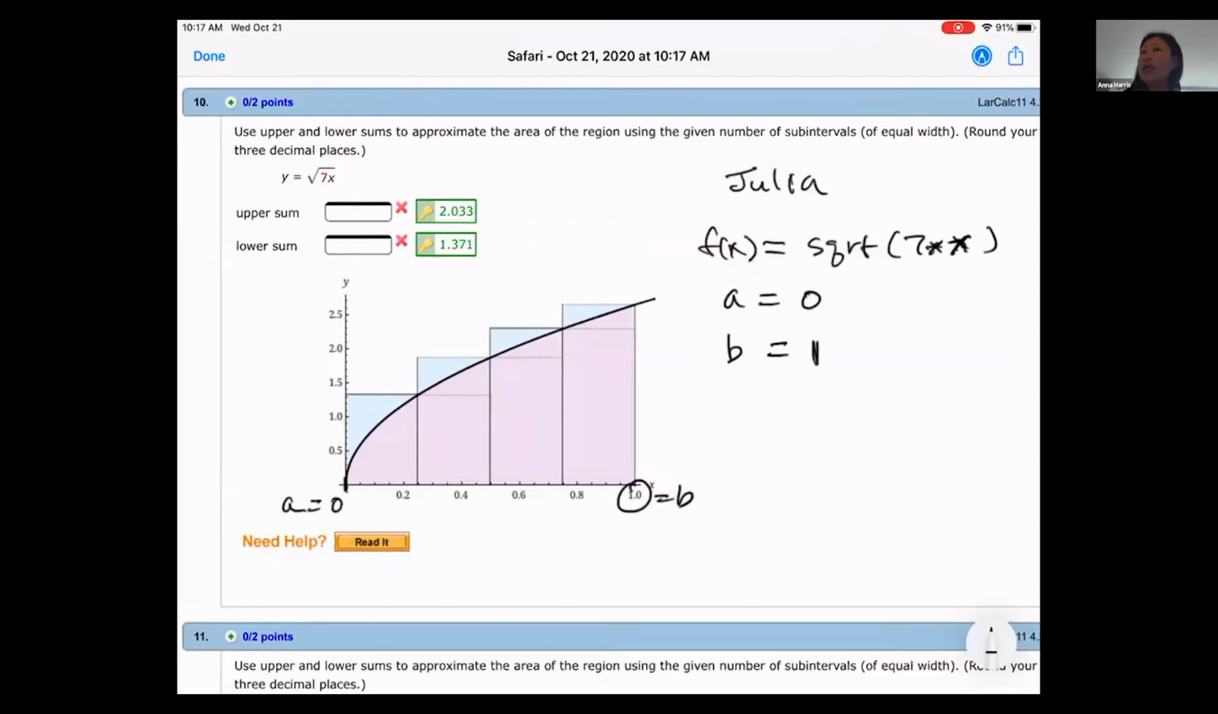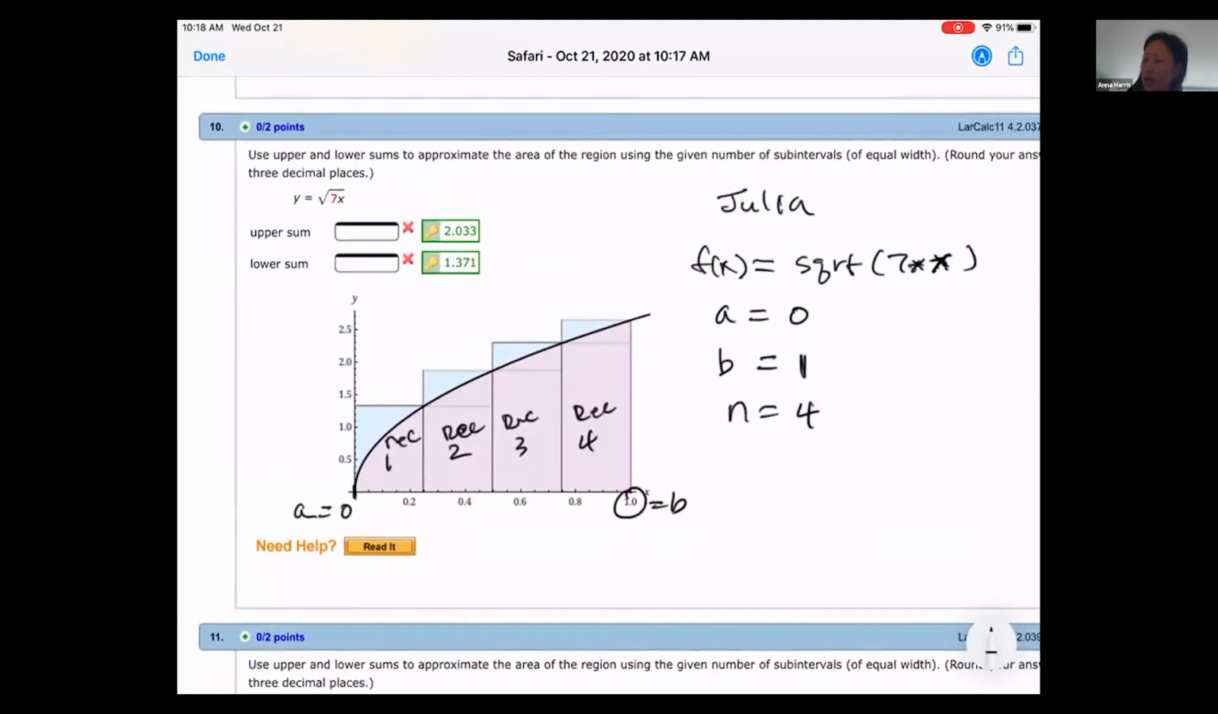How many rectangles do you see? 1, 2, 3, 4. Rectangle 4, rectangle 3, rectangle 2, rectangle 1. So you're going to say n equal to 4. All right, so lower sum and upper sum. Lower sum means you draw the smaller rectangles. The very first one is this, the second one is this, and then the third and fourth.